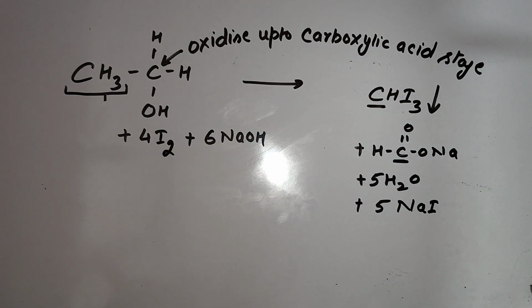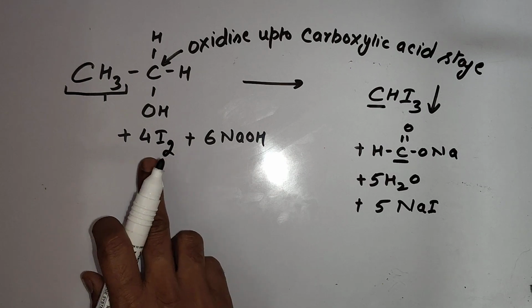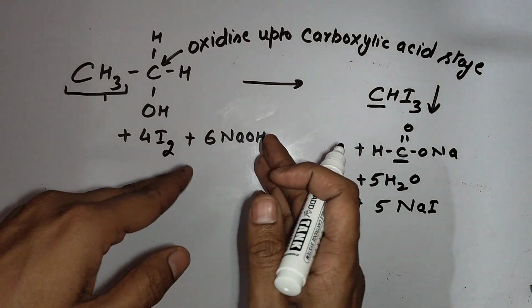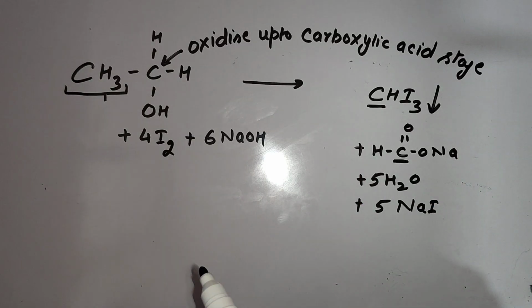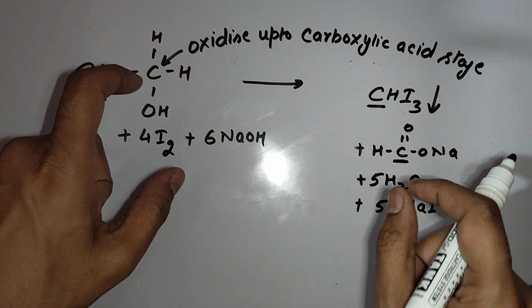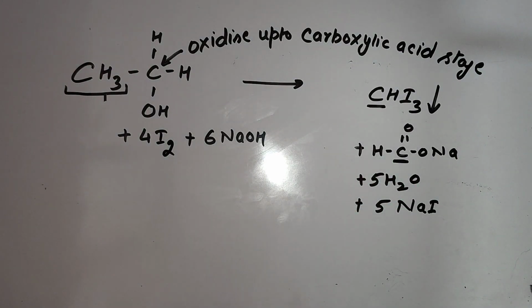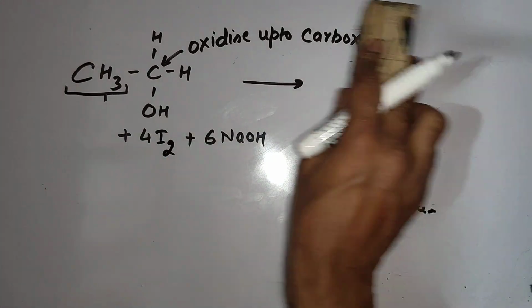When I solve the mechanism, then you can count how many iodine particles I have used, how many sodium hydroxide particles I will use, and how many side product particles will generate. And then you will find out the same number of particles will be there. Now, this is a trick. Let's apply this trick on another alcohol.